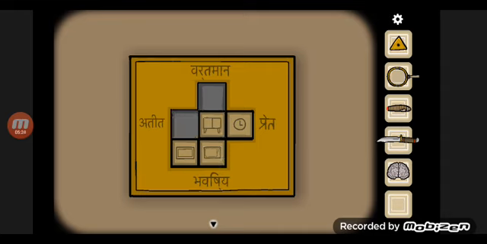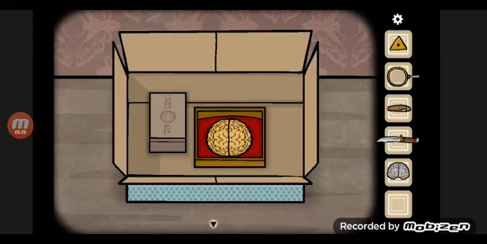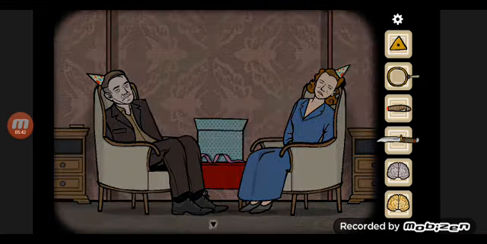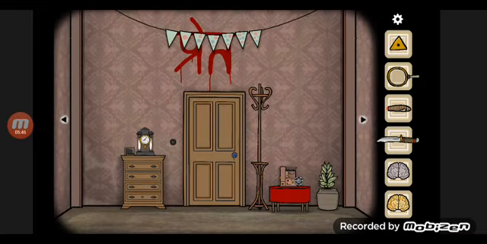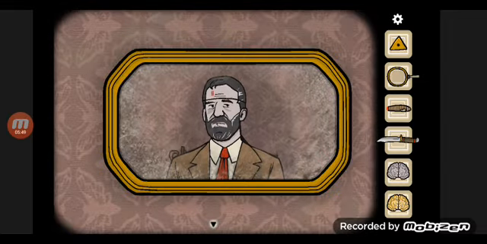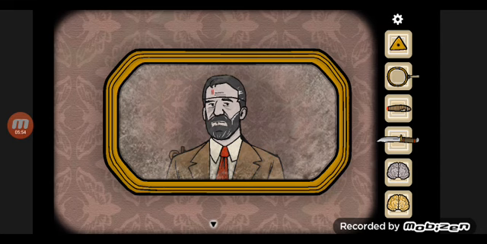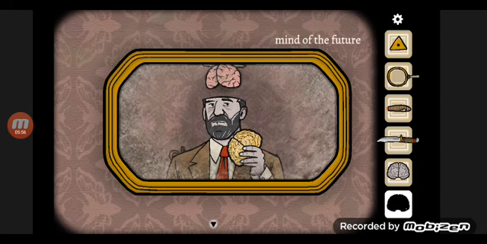So there will be a painting, and there will be, and we took the mind of the future. Now let's approach the mirror and insert the mind of the future into the skull.